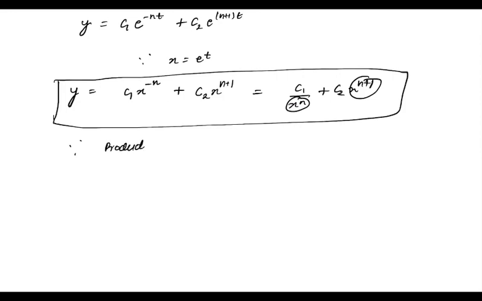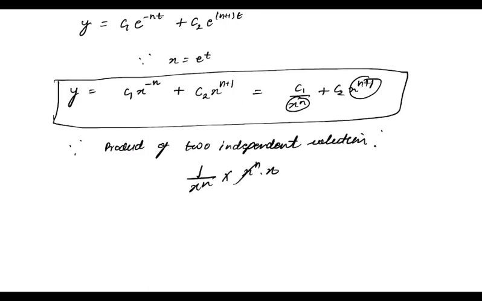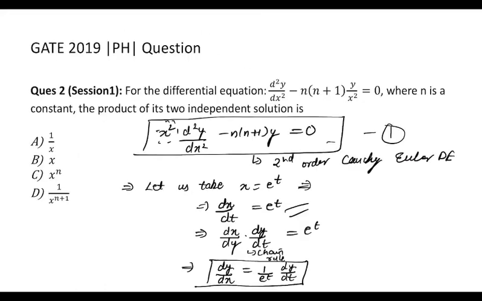So the product of two independent solution will be 1 by x to the power n times x to the power n plus 1. The x to the power n will cancel out, so we are left with x. So option B is correct. So this is the way through which we can solve this question.